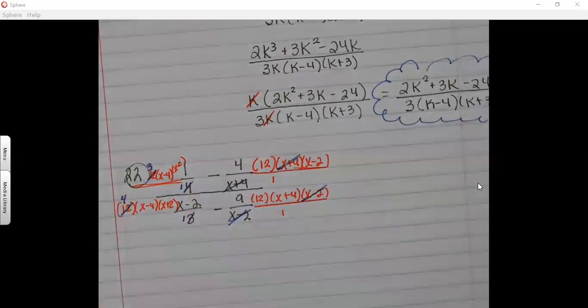If they didn't, then you didn't choose a common denominator. If they didn't all cancel out, you didn't choose a common denominator. 12 and 4 just reduced. 12 reduced to 3, 4 reduced to 1.